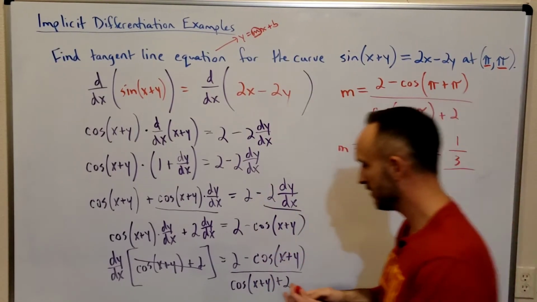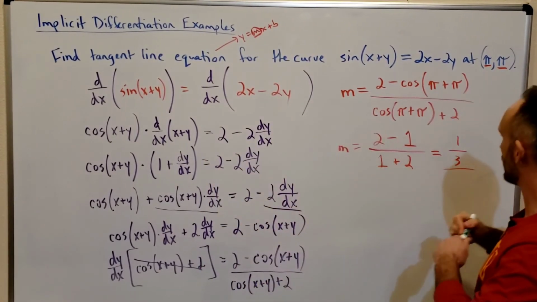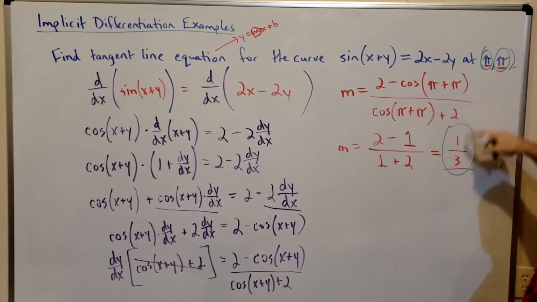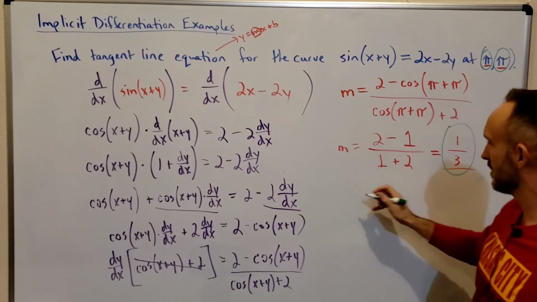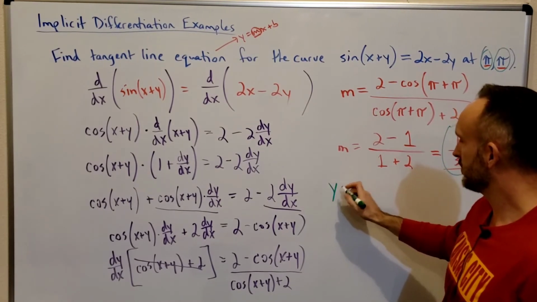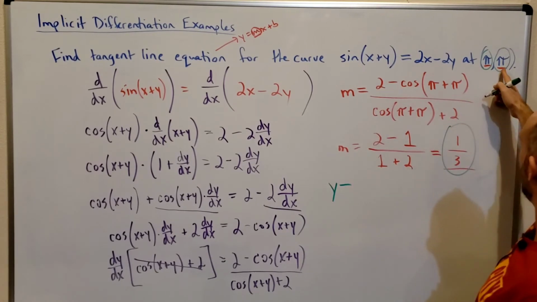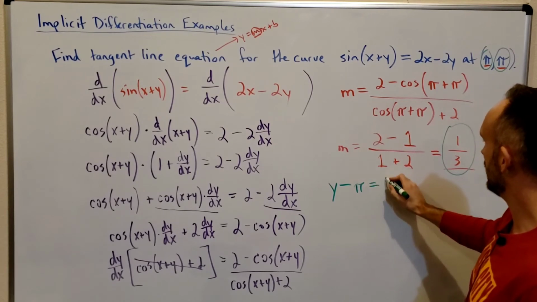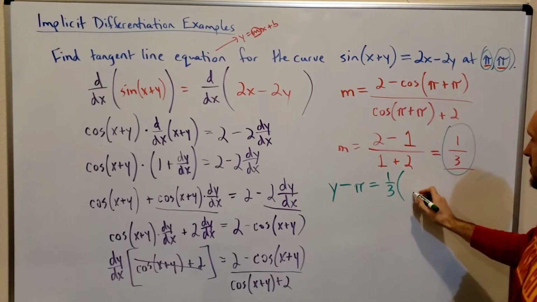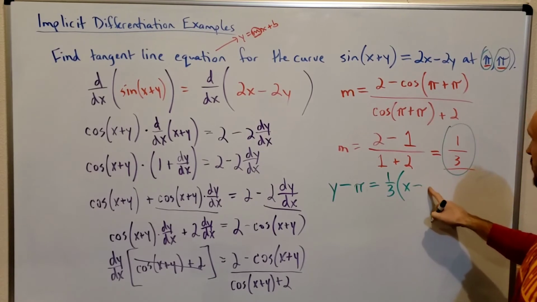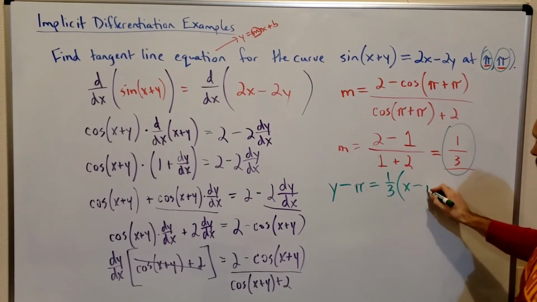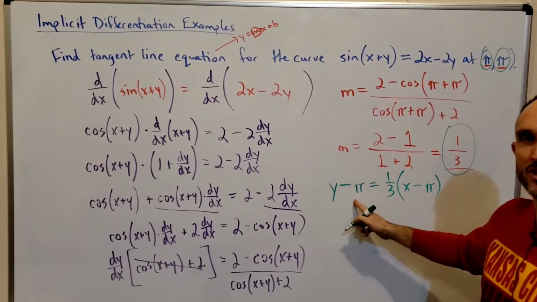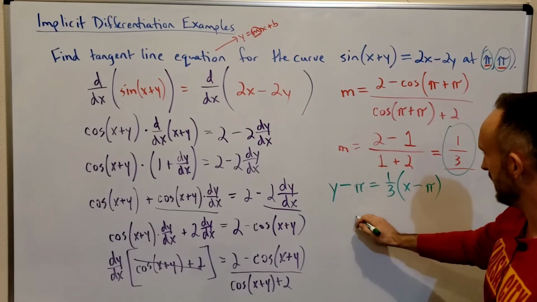And so what we'll do now is we've got our slope, we've got an x, and we've got a y. We've got a point and the slope. So let's use point-slope form to get the equation of the line. So we have y minus y1, the y value in the ordered pair is pi, equals m, 1/3, times the quantity x minus x sub 1, which is the x-coordinate here, which is also pi. And we're almost done. We just want the equation of our line to look like y equals mx plus b.